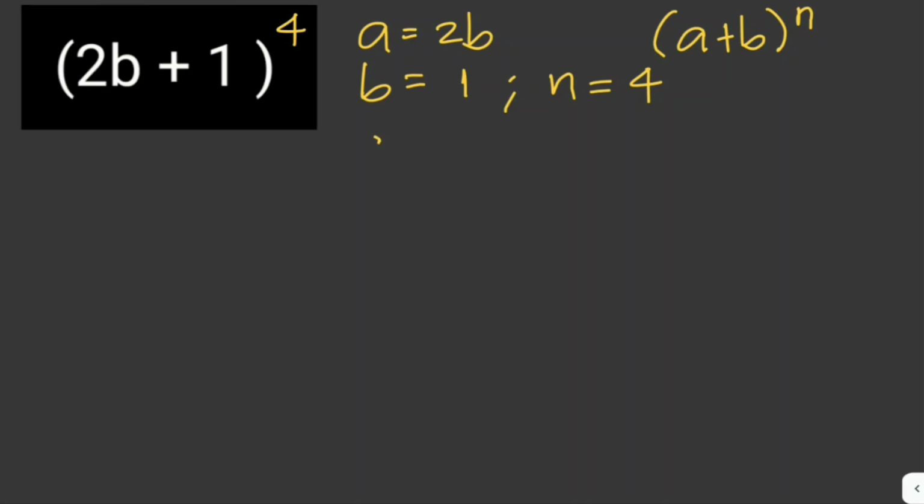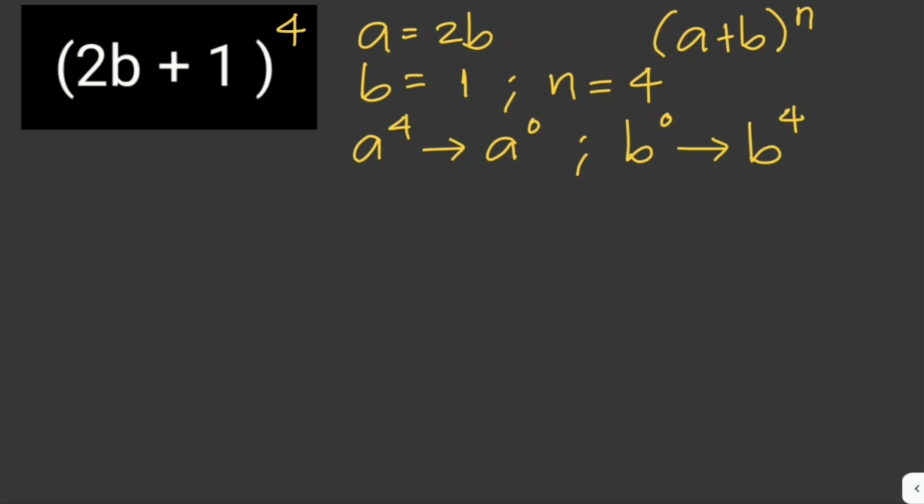And again, the exponent of a starts from 4 and ends in 0, while the exponent of b starts from 0 and then ends with 4. So the exponent of a is decreasing, the exponent of b is increasing. So take note of that.